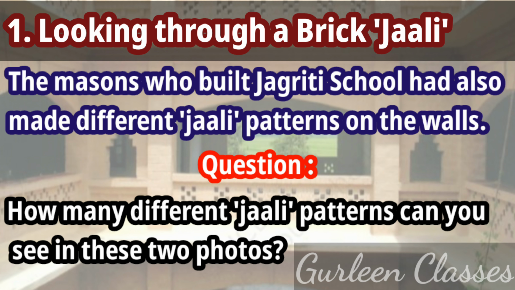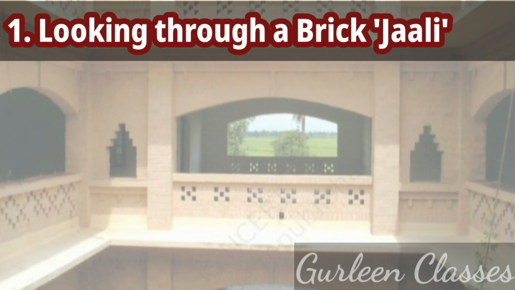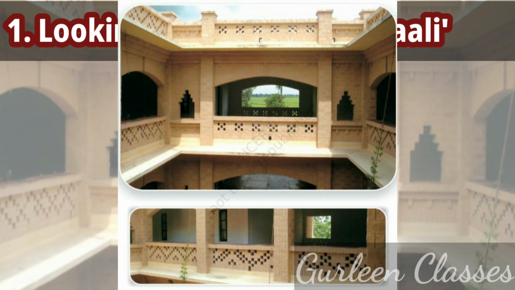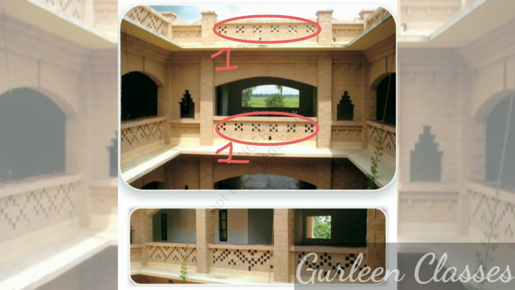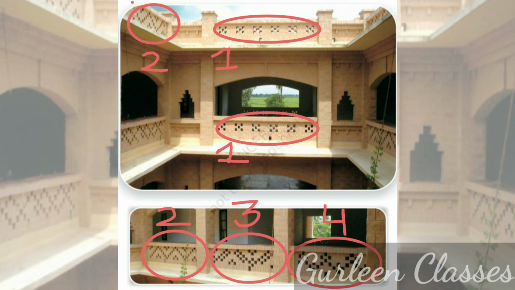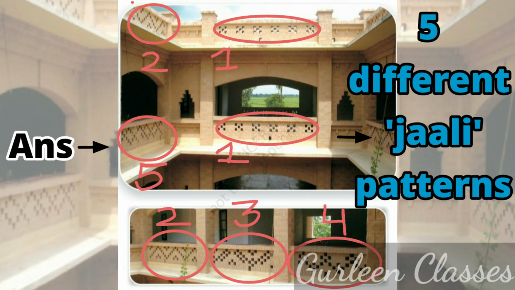So there's some difference between a window and a jali. Students, a window is big and a jali is made with small gaps. So let's see the different patterns of jali in this picture. Here I have marked the first pattern of jali and written 1. Another, the second pattern of jali, I have written 2. Third pattern of jali, this is the fourth pattern of jali and this is the fifth pattern of jali. So how many different patterns can you see? Right answer, 5 different jali patterns.